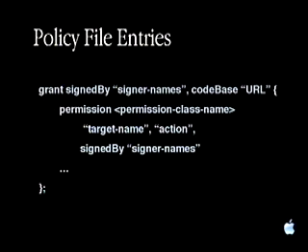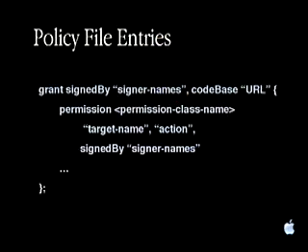Another thing I want to point out is we have a permission class name, target name, and action. Target name and action can be thought of as arguments, if you will, to the permission. So for example, you'll have something called a property permission. The target name is the name of the property that you want to allow access to, and the action is what the code can do to that property. It can read it or write it, for example.